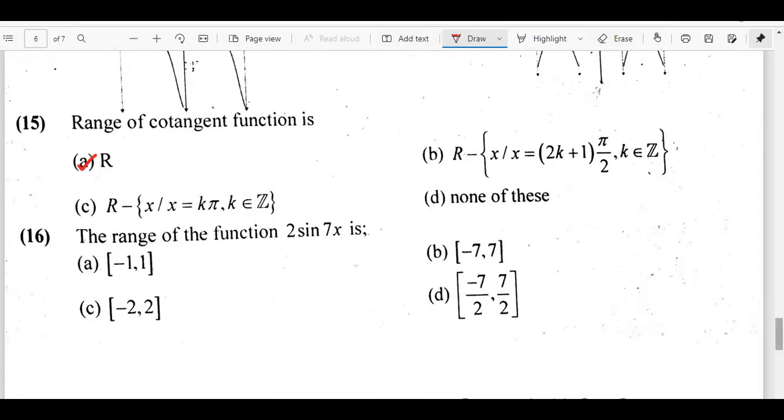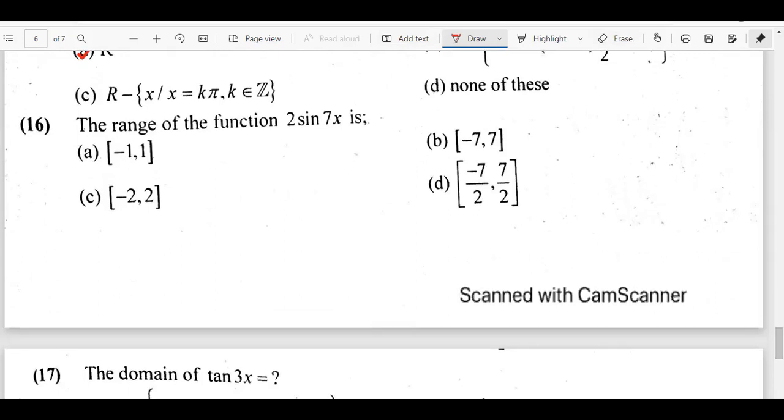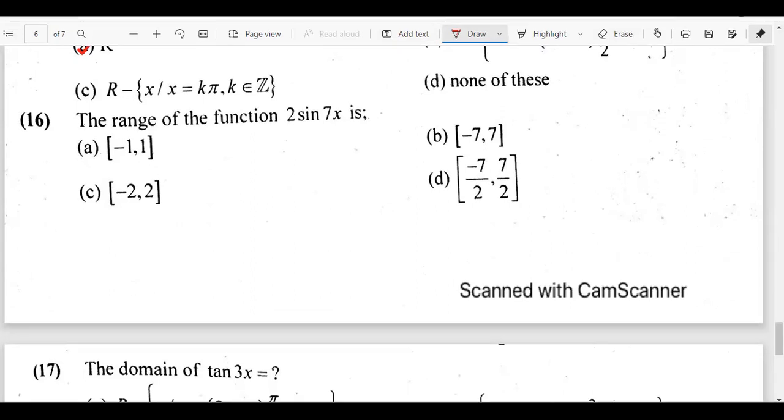Perfect. Okay. Now we have something tricky that we did not discuss. The question says, what would be the range of the function 2 sin 7x, okay? Now we have a different function. We do not have the typical sin x, cos x, tan x. We have 2 sin 7x and we have tan 3x. How is it going to affect your choice? So I'll tell you.